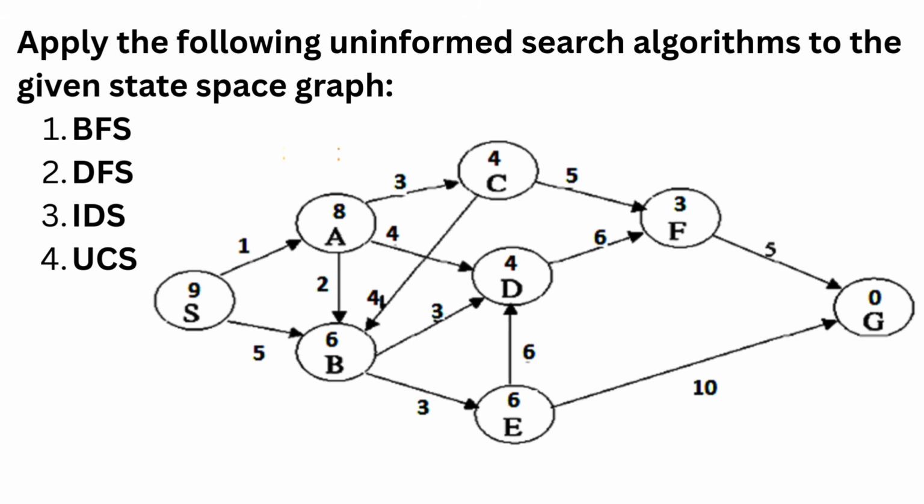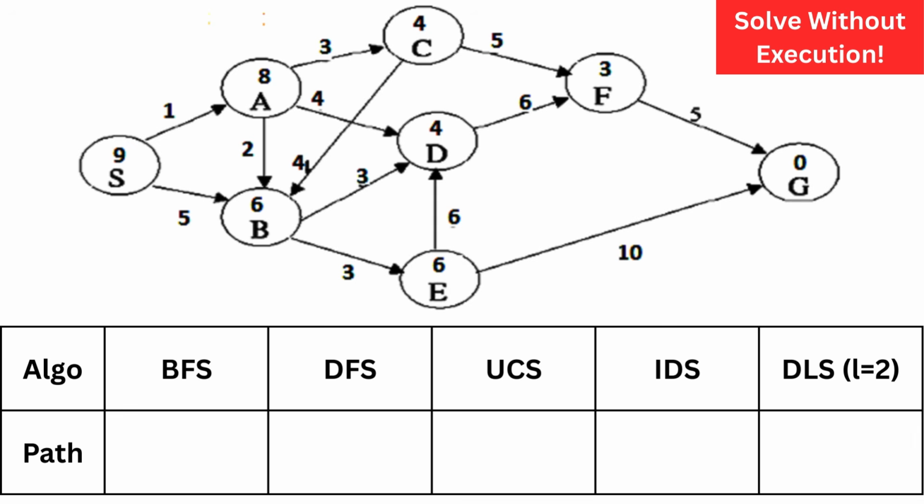Now we have to apply BFS, DFS, IDS and UCS on this directed graph. It looks simple, right? As we have already solved these kind of questions before. But here's the catch. What if I ask you to write the path from these algorithms without executing them? Which means you do not have to write a single word. By looking at the graph, you have to write the path that each algorithm gives us. Think for a moment and then we will solve it.